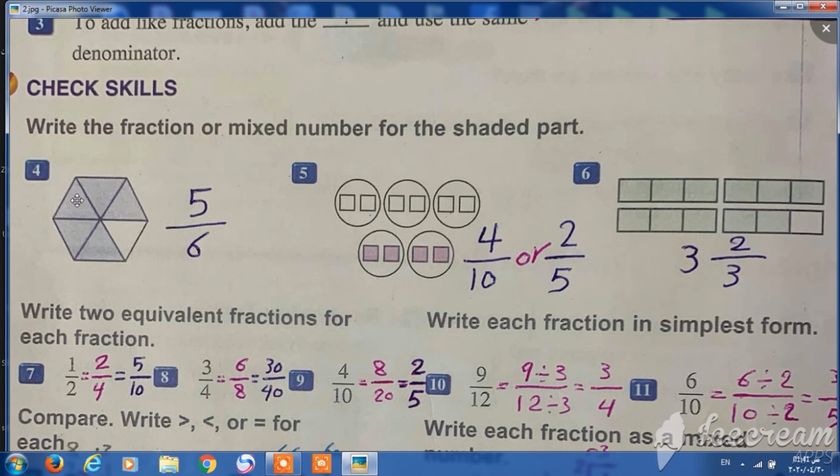Write the fraction or mixed number for the shaded part. Look at number 4. The first time we count the colored parts. After that, we count all the parts you have: 1, 2, 3, 4, 5. Write 5 in the top of the fraction. After that, count the parts we have: 1, 2, 3, 4, 5, 6. Write 6 under the fraction.